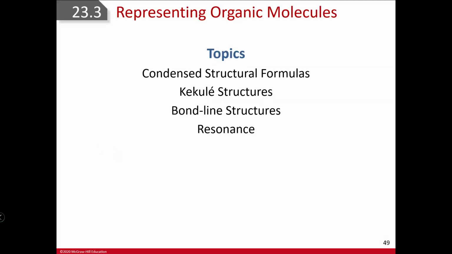All right, so the next section, 23.3, is how do we write these? How do we convey to other chemists or other scientists what the structure of the compound looks like? So we have the chemical formula, we have a structural formula, we have a condensed structural formula, and we're going to talk about different types of formulas here, what they convey, and why we would use one formula over another. And then we're going to bring back resonance that we talked about in chapter 8.